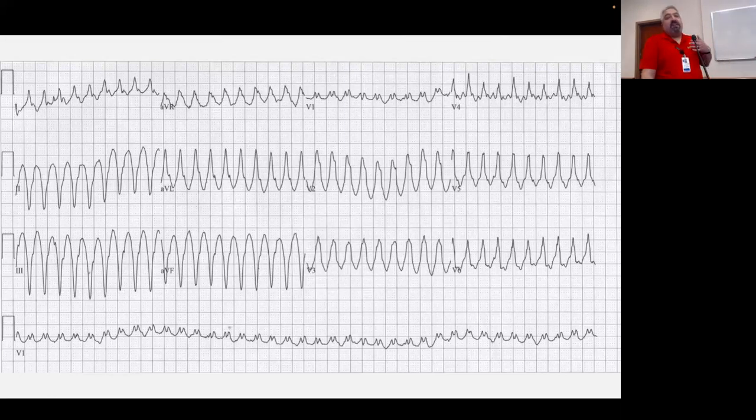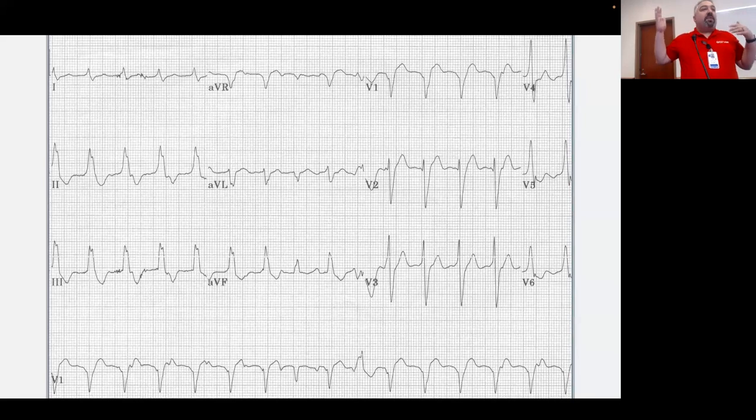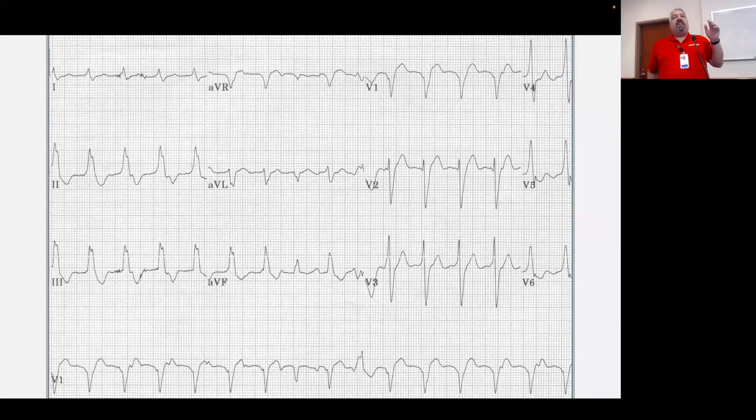Now, there's lots of different algorithm stuff you'll see for trying to determine whether something is VTAC or SVT with aberrancy or SVT with a bundle branch block. It is a fool's errand to try and rule out VTAC. What you need to be worrying about, particularly as an emergency doctor, is ruling in VTAC. Now, there are several things that you can do to rule in VTAC.